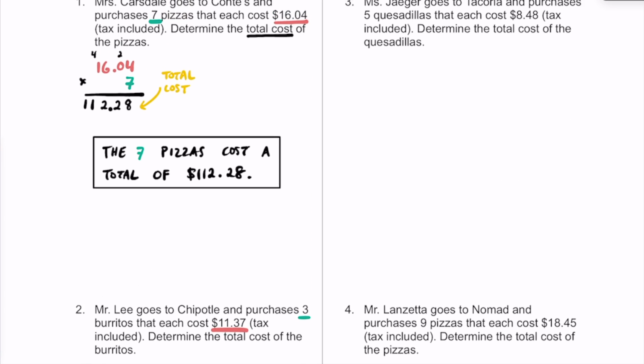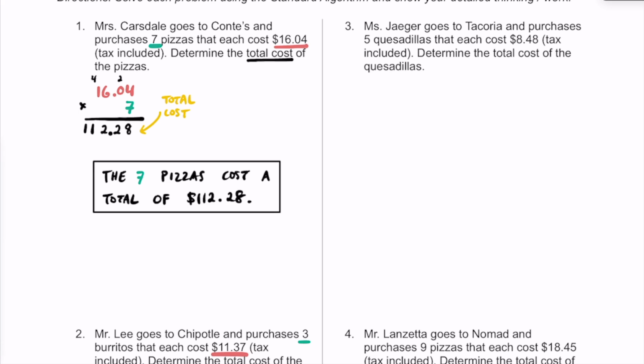Here's a third example. In this problem, Miss Jager goes to Taqueria and purchases 5 quesadillas that each cost $8.48, where tax is included. Let's go ahead and determine the total cost of all these quesadillas together. Alright, so we do know that we're buying 5 of these same quesadillas, and each of them are going to cost $8.48. So another very similar problem here. Let's take this $8.48 and multiply that by 5 since we're buying 5 of the same item here. So let's go ahead and multiply that out.